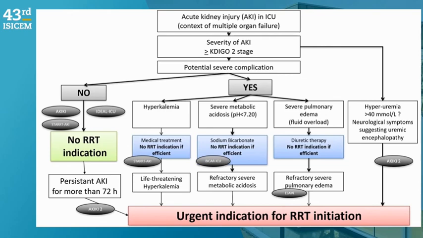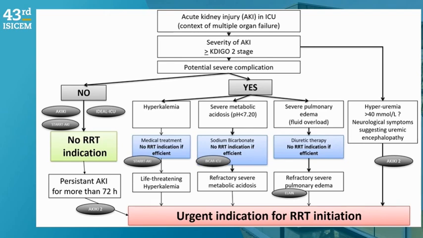And in the context of severe AKI and multi-organ failure, the first question is: is there any life-threatening complication? You can medically treat this complication with sodium bicarbonate if there is a severe metabolic acidosis. If you want to see the BICAR-ICU trial, this is a very interesting trial. The severe pulmonary edema could be treated by furosemide if it's possible. And if this life-threatening complication is refractory to treatment, you have to start RRT.